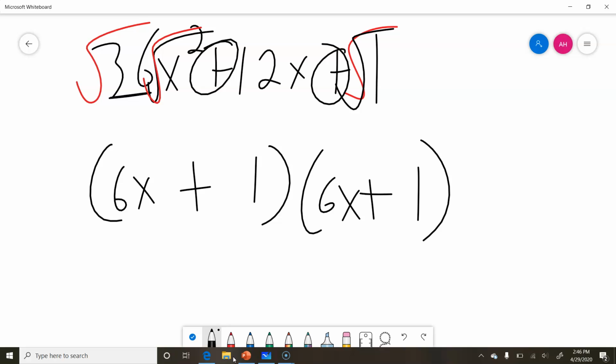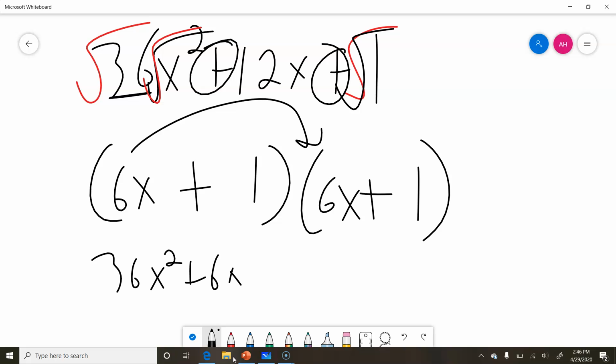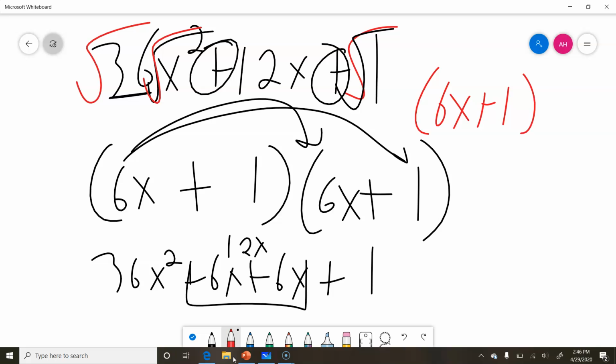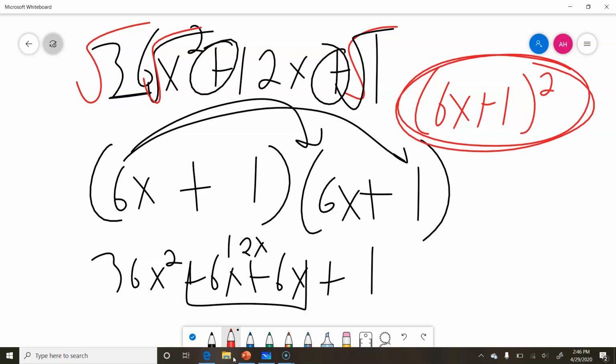Because that's going to give me, when I do this out, 36x squared, which is what I want, plus 6x, plus 6x plus 1. And these guys are going to combine to get 12x, and I'm going to say I did it right. So my overall answer then is simply this, 6x plus 1 squared. Okay, so that's how to do that.